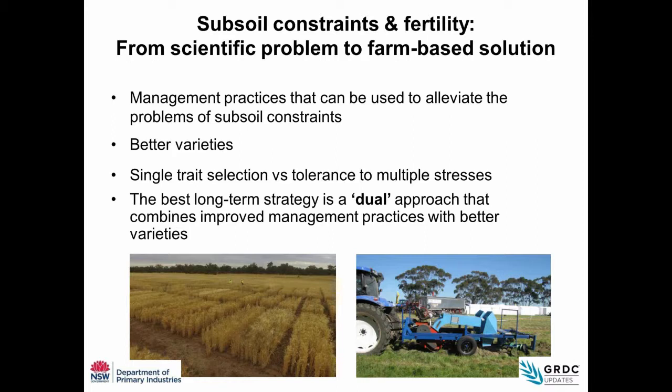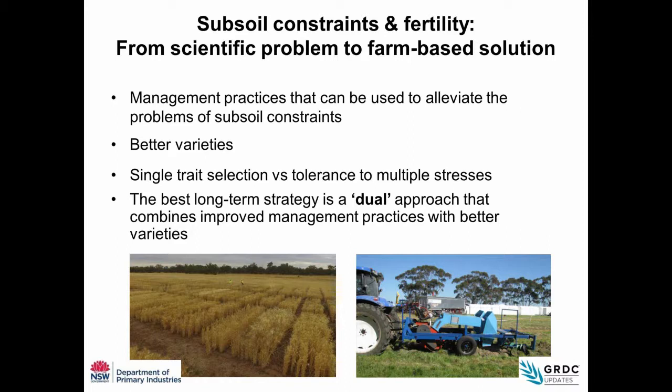We often treat subsoil constraint as a scientific problem, but we really need a farm-based solution to tackle this issue. There are 2 approaches. One is to have a better variety that is adapted to that hostile soil condition. So we can have a better variety that has a trait which is tolerant to that condition, or we can have a management practice for the soil to alleviate the problem of subsoil constraint.